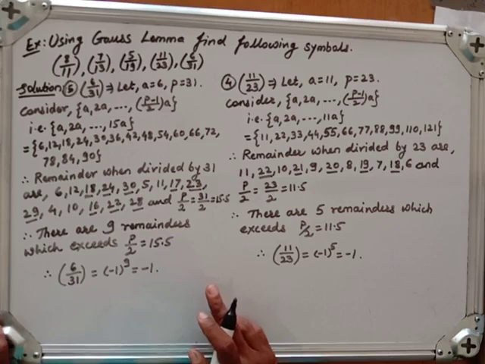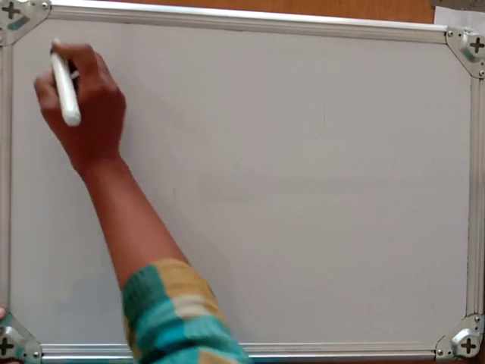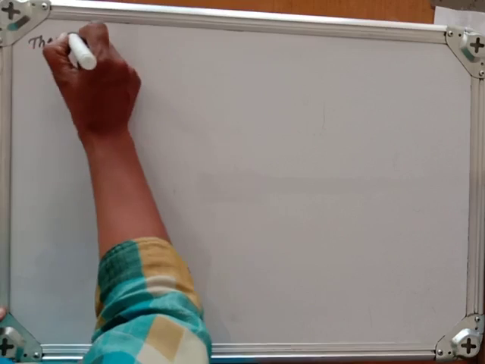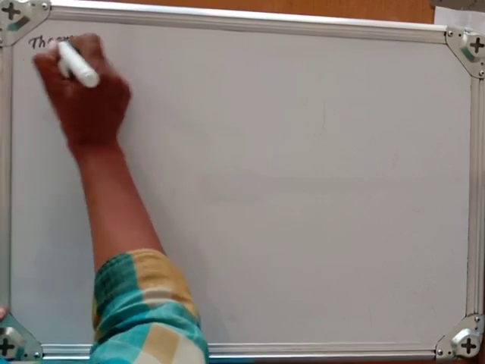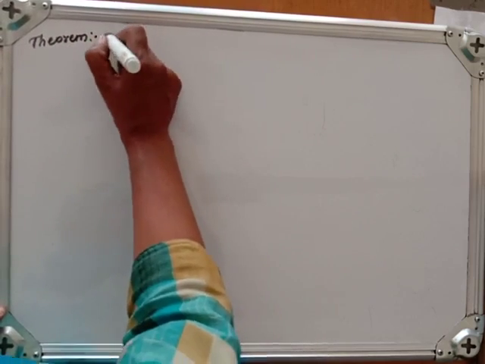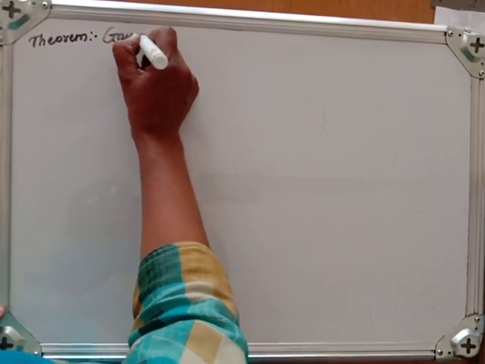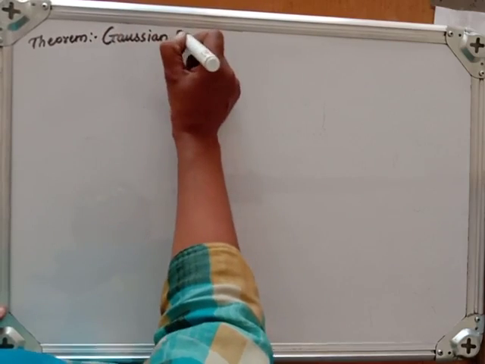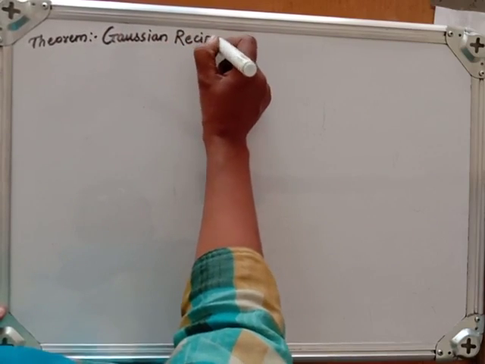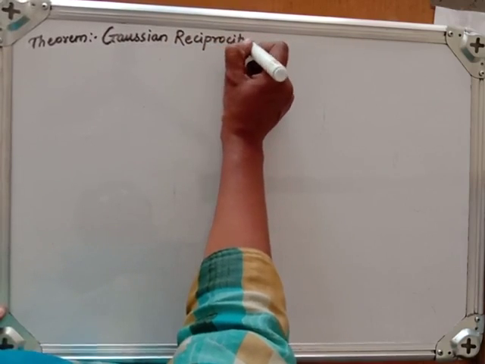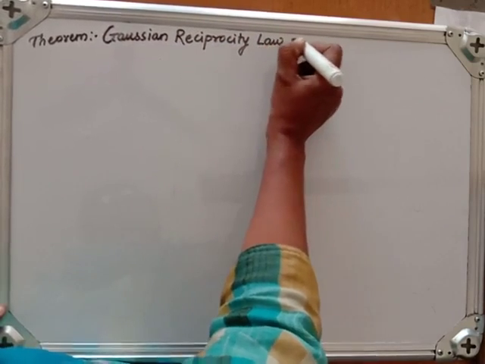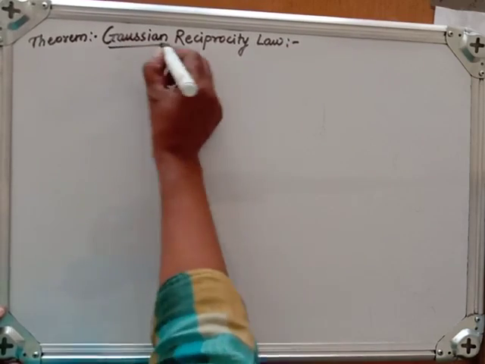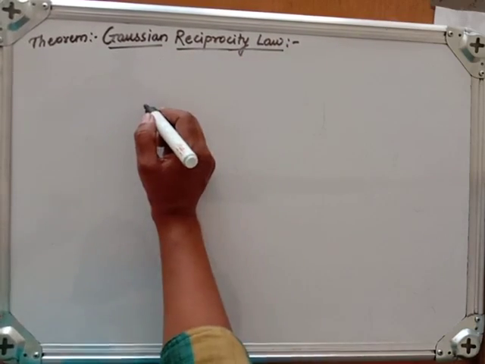Now, let's take one law that is known as the Gauss reciprocity law. We have to just write a statement of this with no need of proof, but the examples on this one are important.